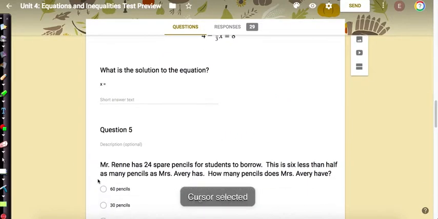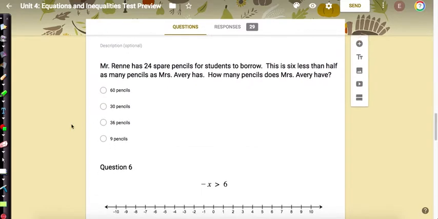Okay, number 5. Mr. Rennie has 24 spare pencils for students to borrow. That equals 6 less than half as many as Mrs. Avery. How many pencils does Mrs. Avery have? You should have written your equation something like this: 24 equals 6 less than half as many as Mrs. Avery. It doesn't matter if you put the equal sign in the beginning or at the end.